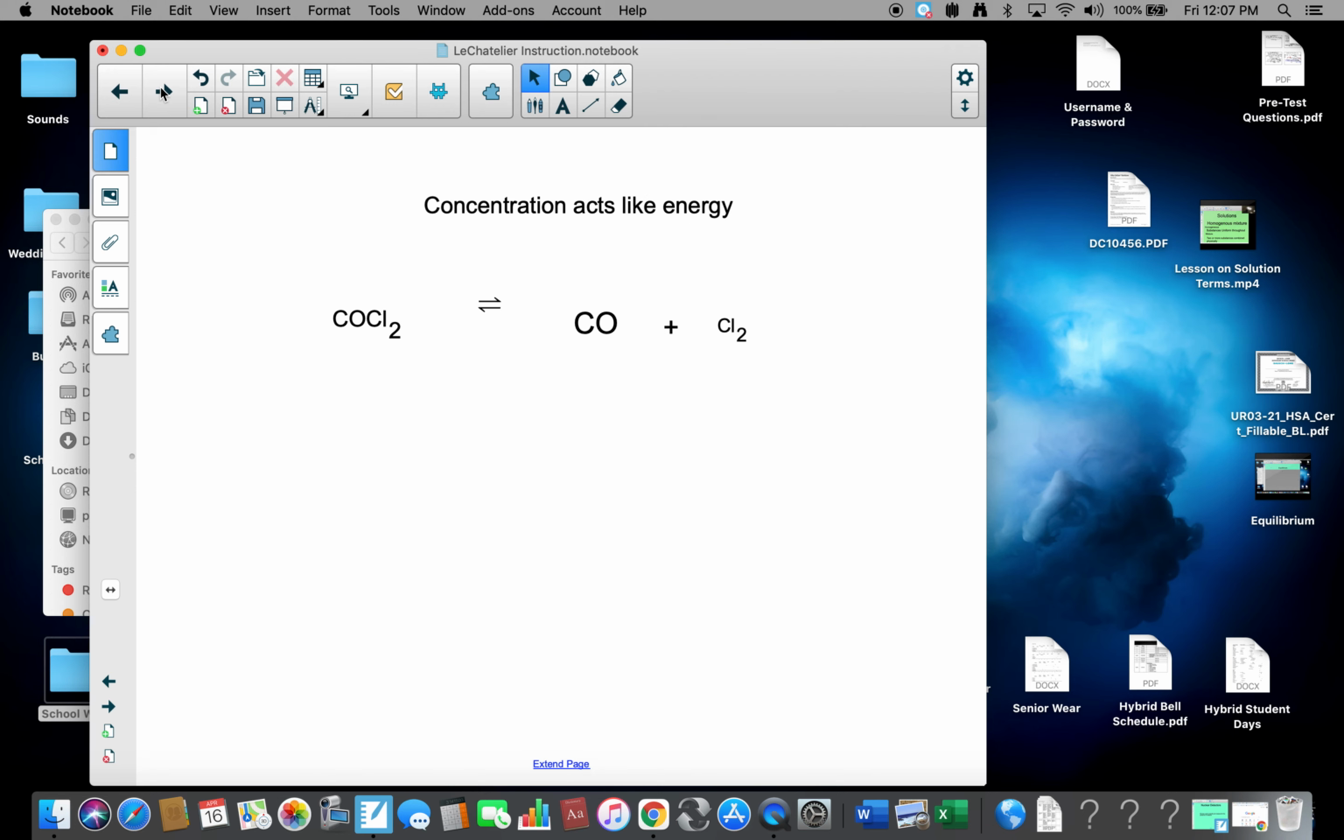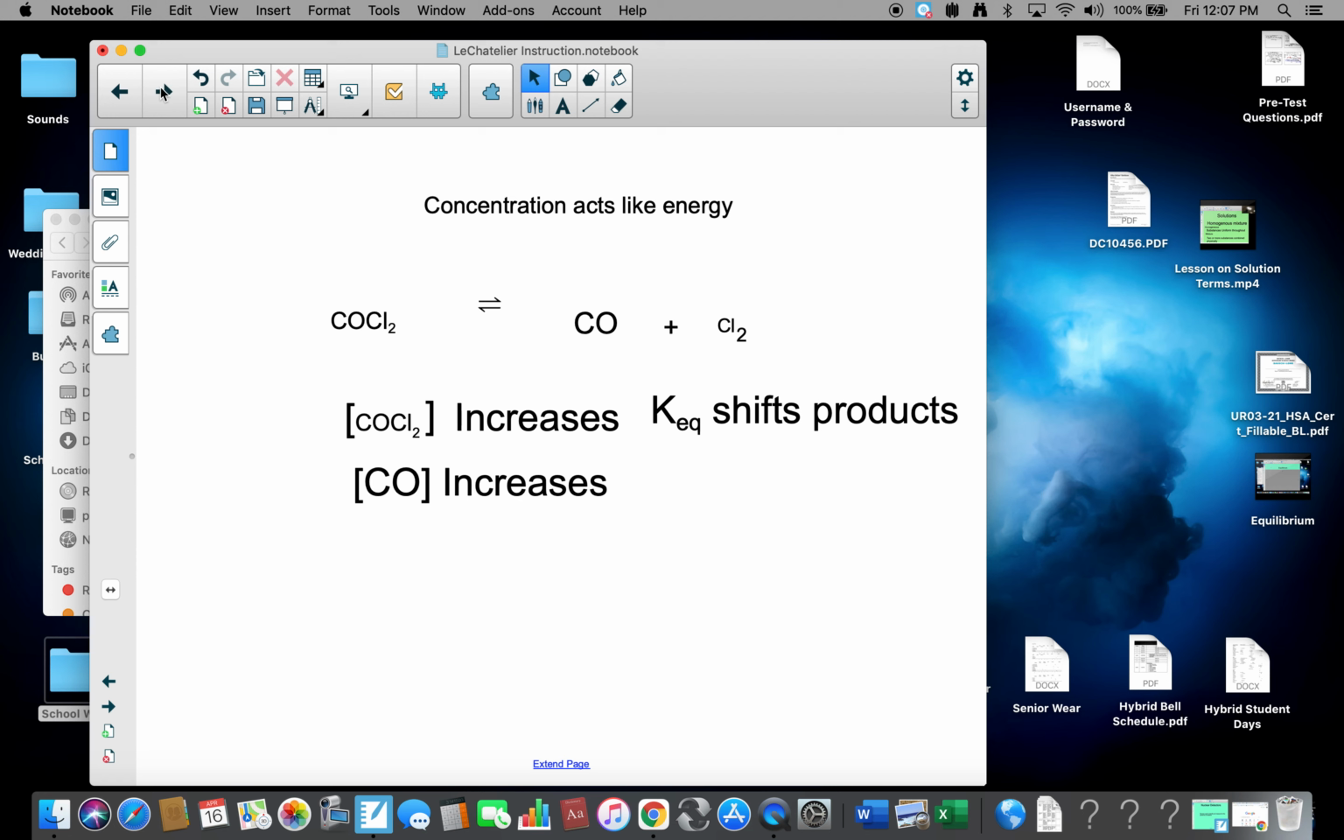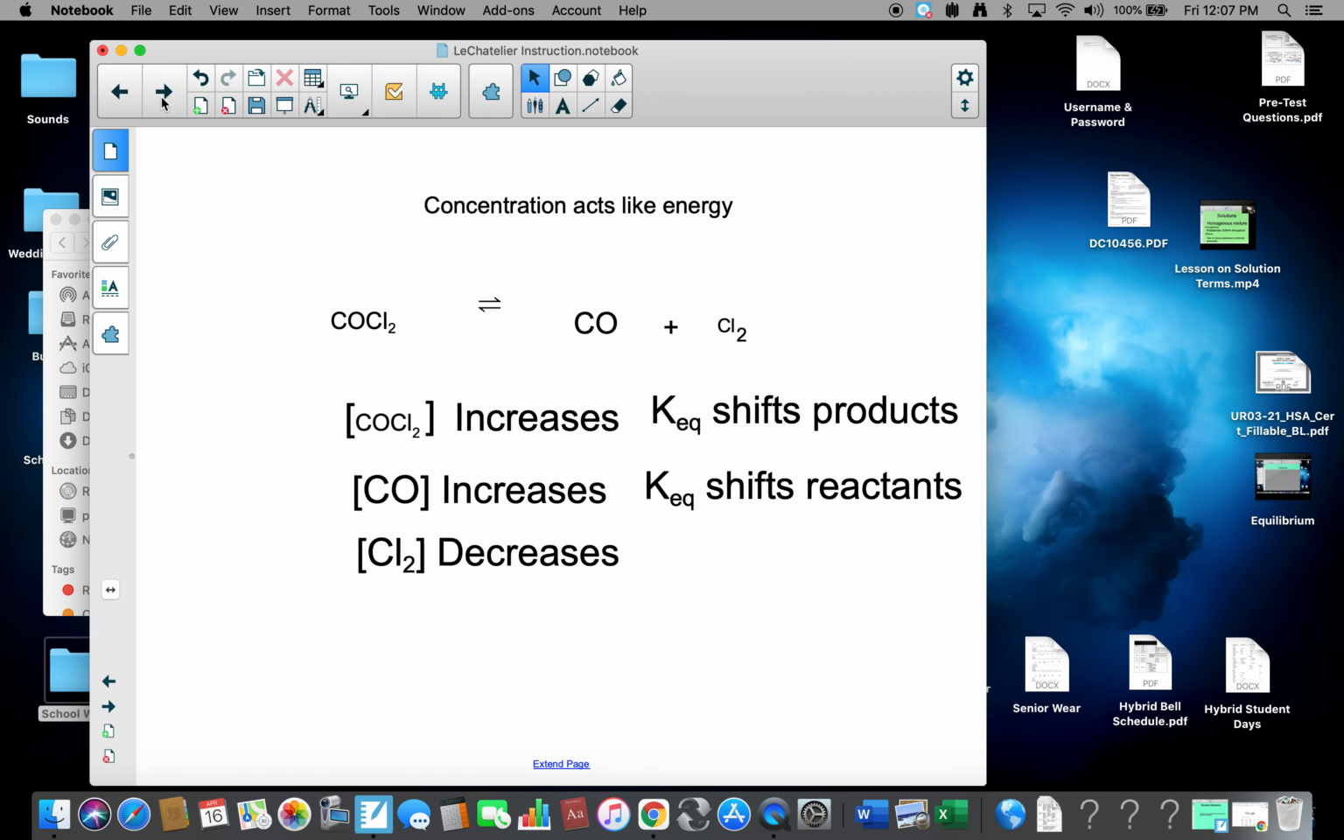Now, concentration acts like energy. Whatever side it's on, it's going to shift to the opposite side. So if I increase the concentration of Cl2, that's on the reactant side, it's going to shift towards the products. If the concentration of CO2 increases, because CO2 is a product, it's going to shift to the opposite side, to the reactants. If the concentration of Cl2 decreases and Cl2 is a product, it shifts to the side where it's at, towards the products.